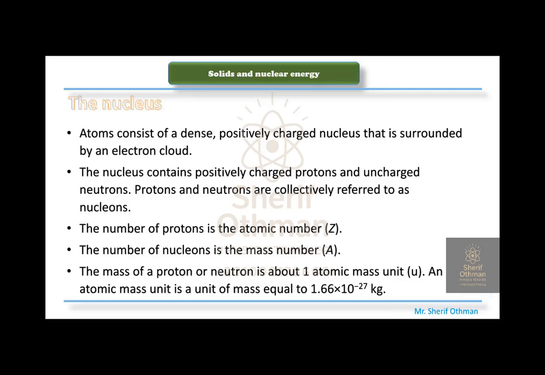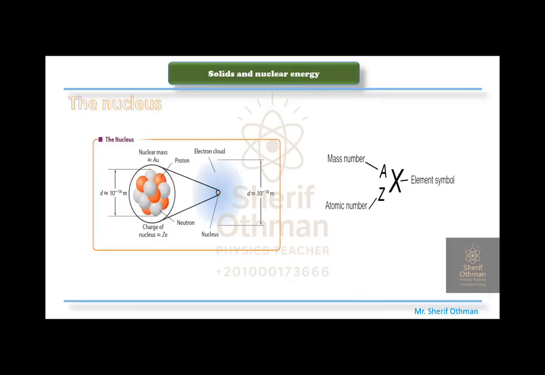The mass of a proton or neutron is about 1 atomic mass unit, u. And an atomic mass unit is equal to 1.66 times 10 to the power negative 27 kilogram. Here is the element symbol. Atomic number is Z, mass number is A. The mass number is always greater than the atomic number.